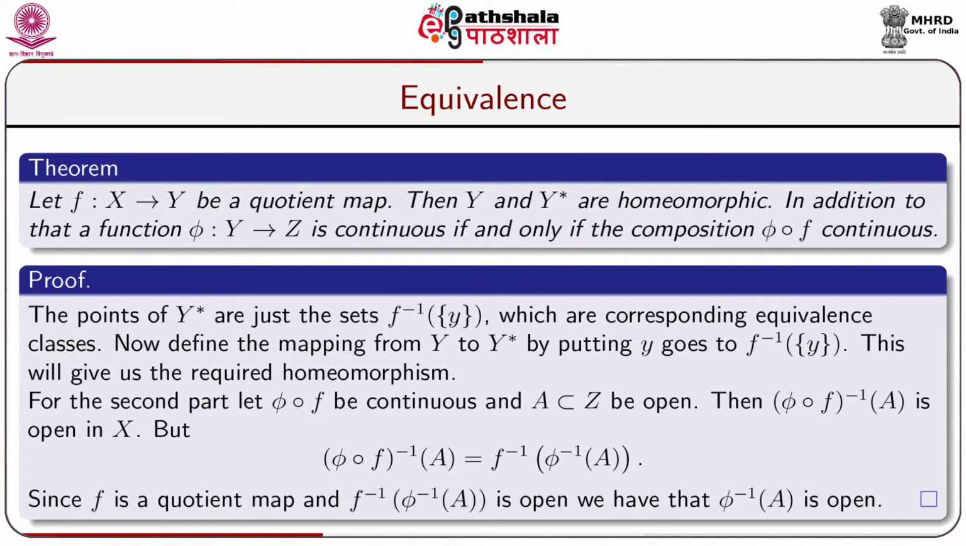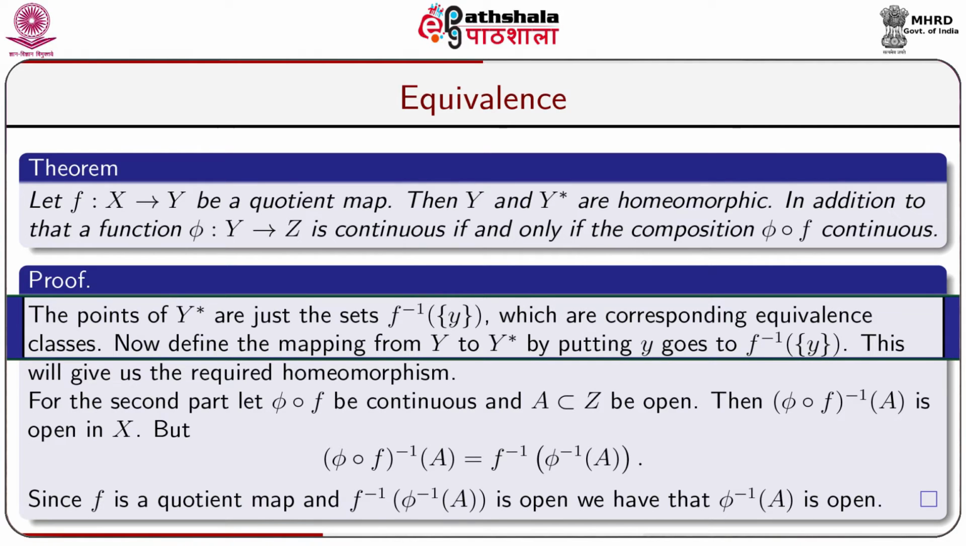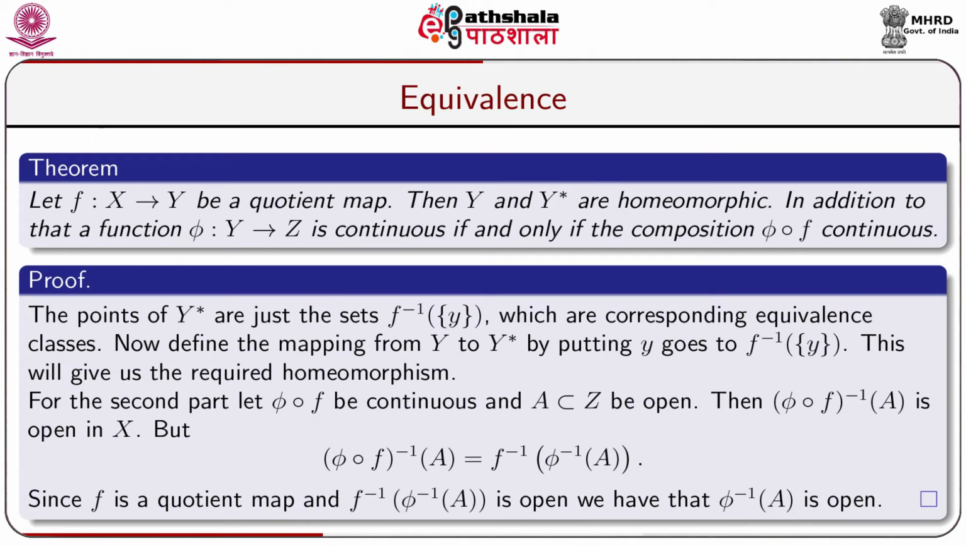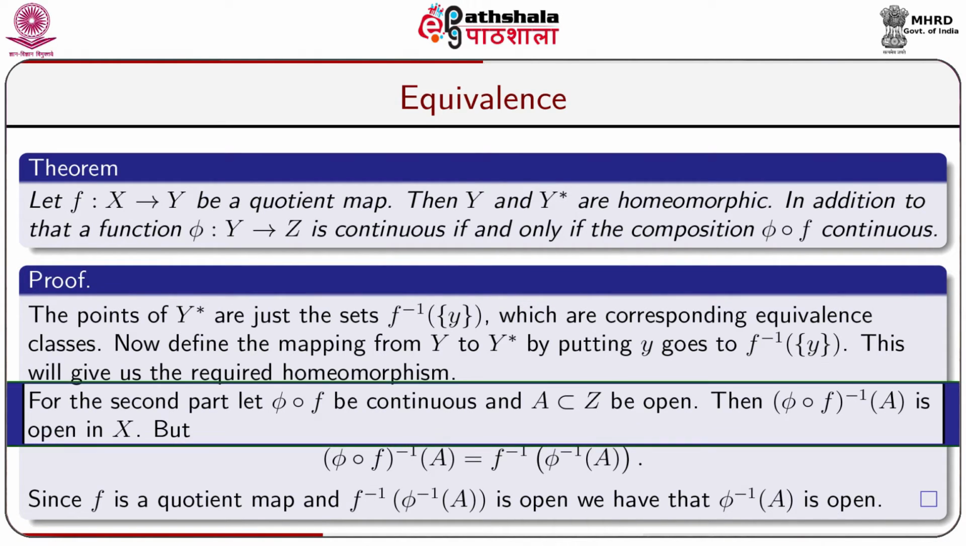To prove this, let us consider the points of Y star. These are just the fibers f inverse of y, which are the corresponding equivalence classes. Now, we define the mapping from Y to Y star by putting y goes to f inverse of y, that is the corresponding fiber. This gives us the required homeomorphism.